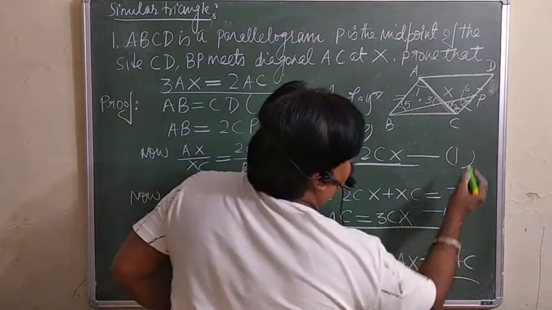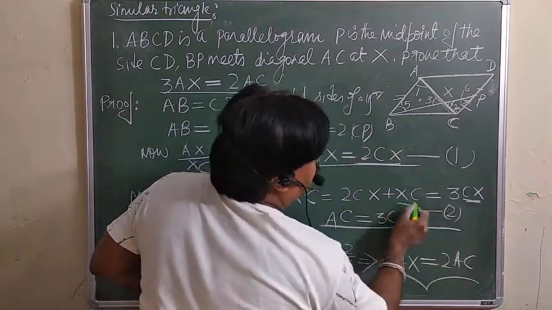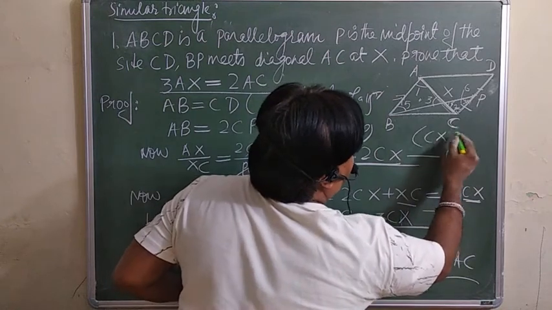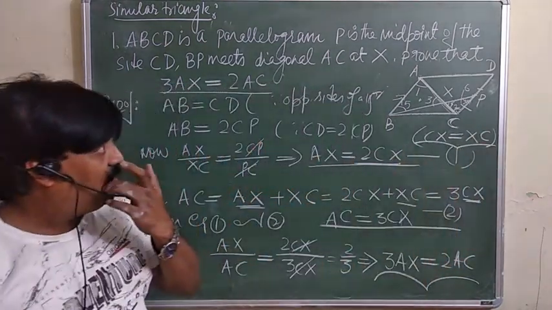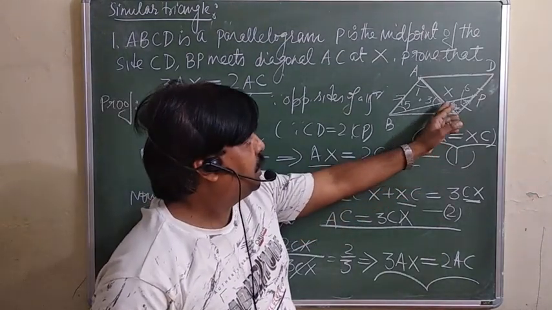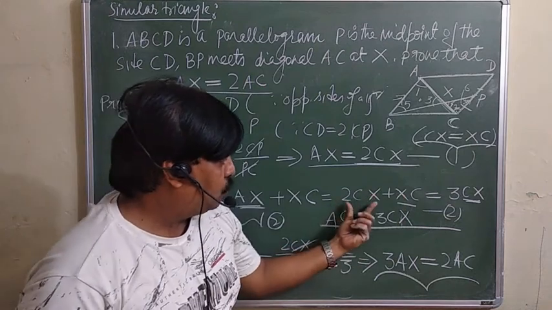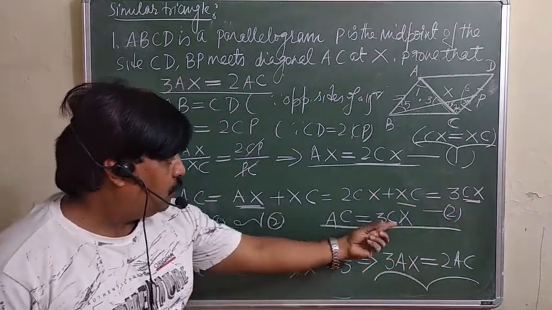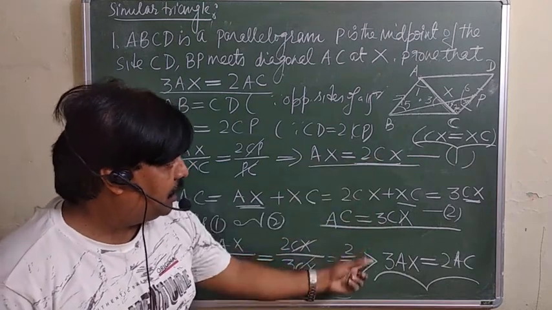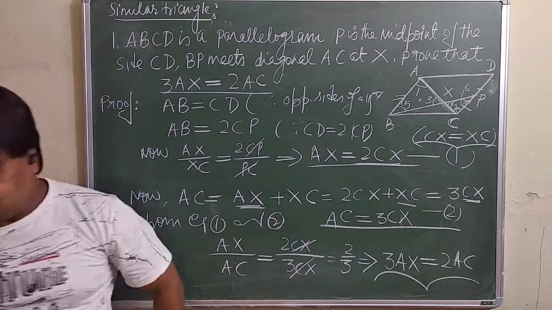Keep in mind, suppose you are writing CX or XC, it hardly matters. They are equal in length. Whether you say CX or XC, they are equal, so there is no need to worry. So 2CX plus CX, that is 3CX. Here AC is equal to 3CX and AX is equal to 2CX; you can take the ratio of these two and you will get this one. So have a look.